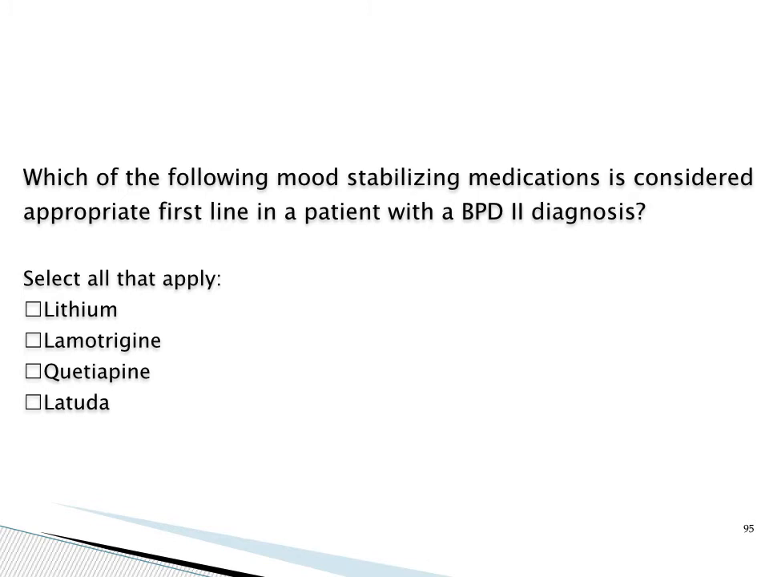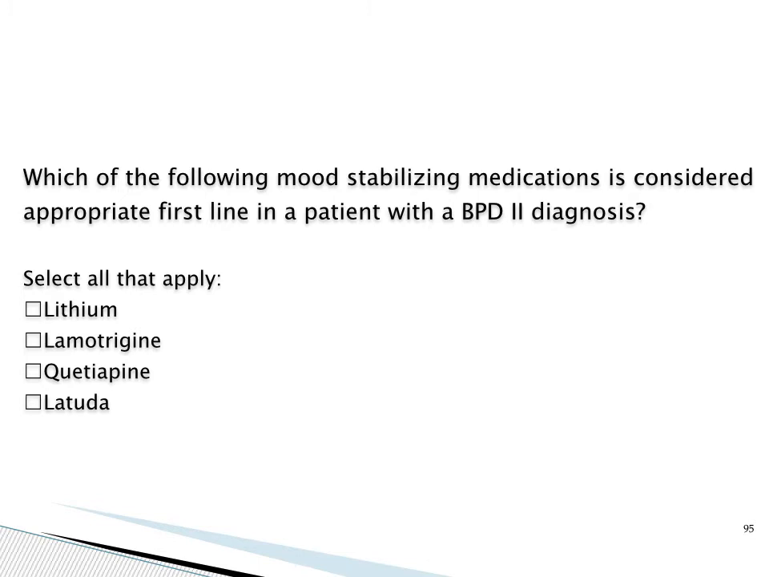Now, that doesn't mean that you can't use your antipsychotics as augmentation agents or even as monotherapy. They do have that approval, but the studies still are supporting the mood stabilizers as your first line options.